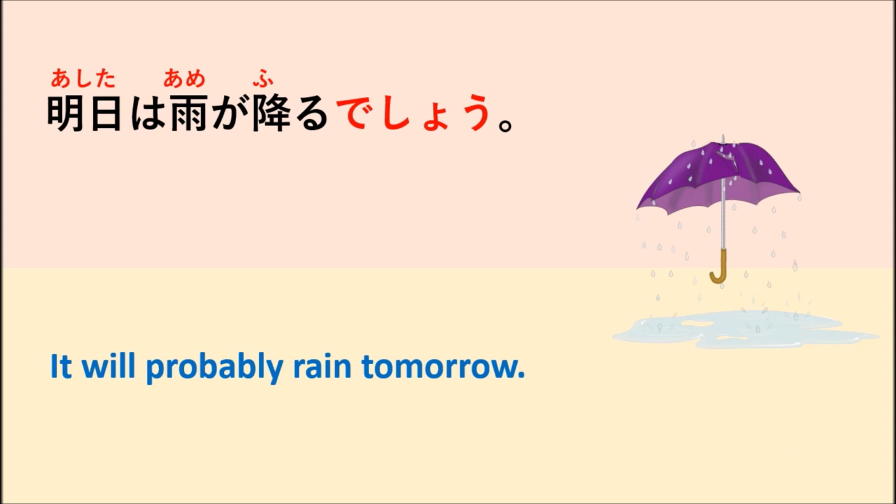And when you learn to use deshou, you should learn the grammar too. Here, you see that furu means rain, raining. So furu is the dictionary form. You should remember that when you use it with deshou, you use the verb in the dictionary form.